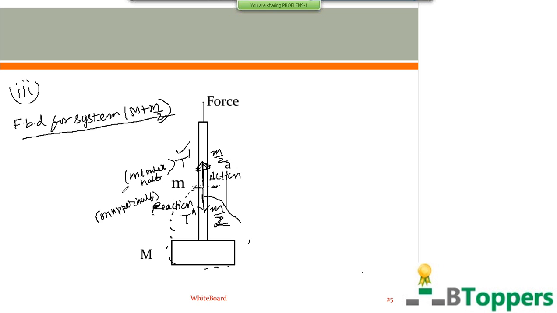So in the free body diagram for the system, we must show only the forces acting on the system. We show only the external forces acting on the system, and should not show the forces exerted by the system. So only this action should be shown in the free body diagram.